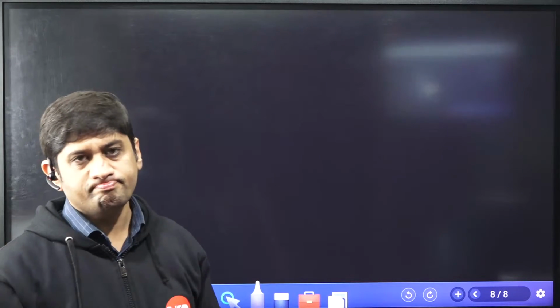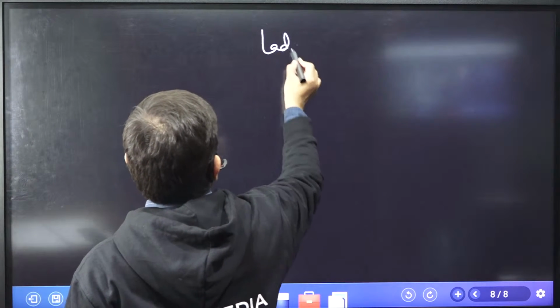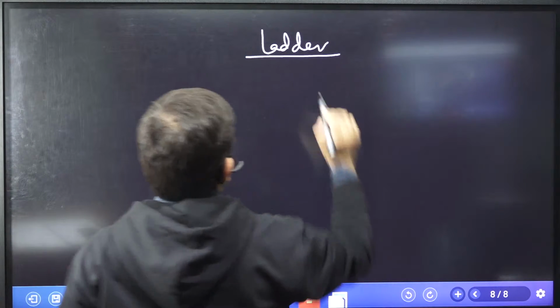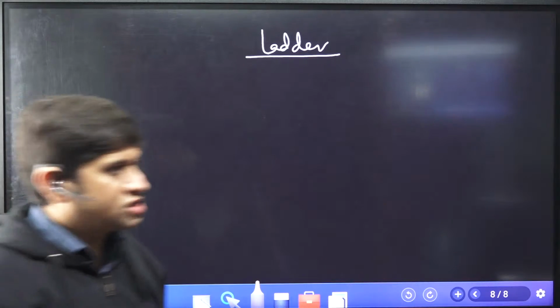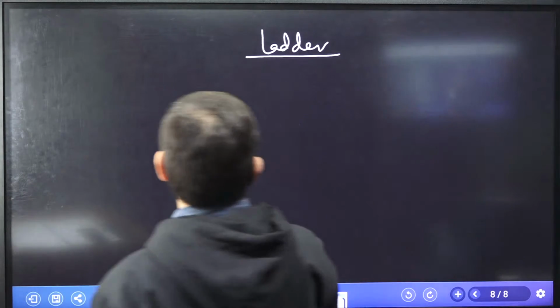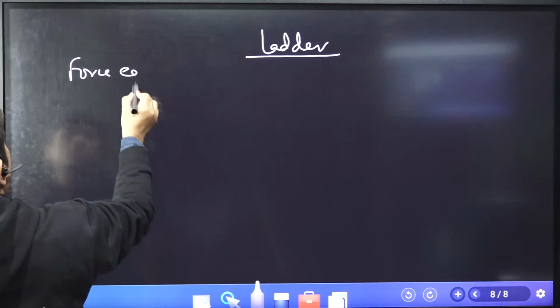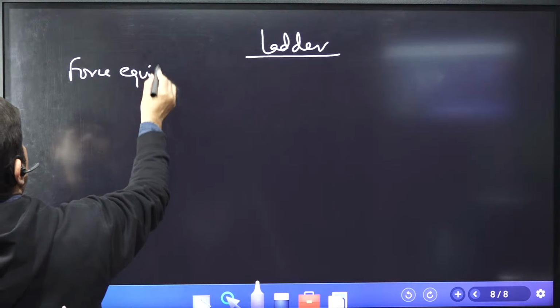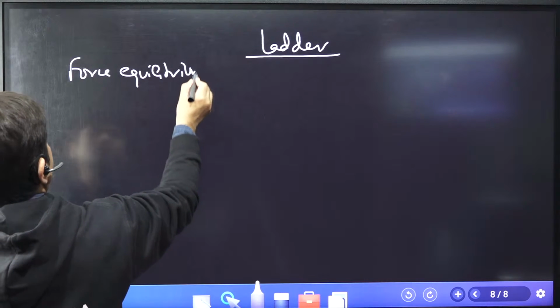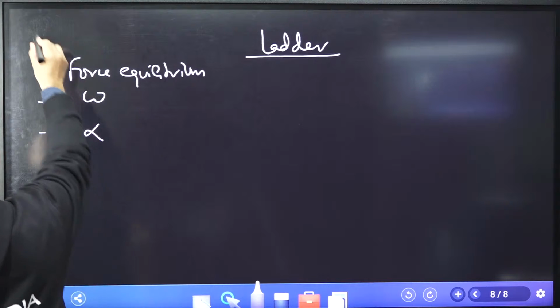Now let me give you another concept here, and that concept is related to the ladder problem. You know, from the ladder, 3 types of questions he is going to ask you. One is force equilibrium, the state of equilibrium, where the ladder is in equilibrium. Second is angular velocity. Third is angular acceleration.